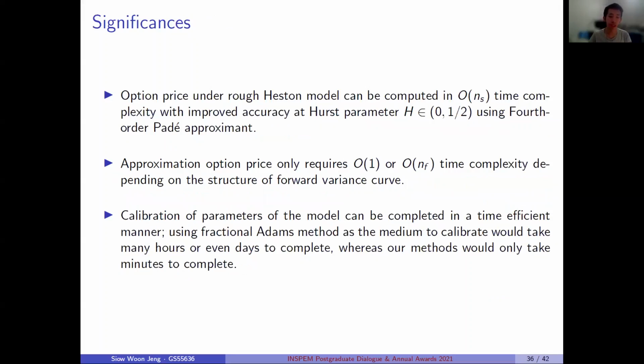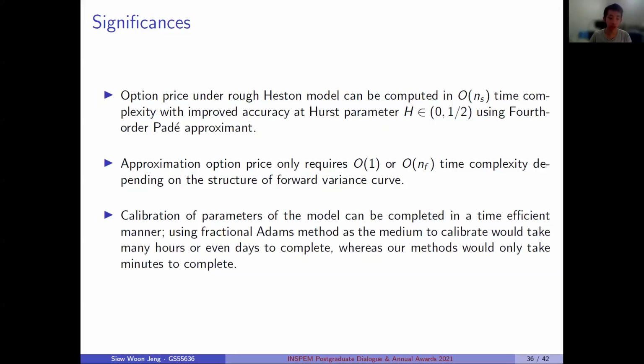So about the significance, we can actually now compute the option price under the rough Heston model in O(N log N) time complexity if we use the fourth order Padé approximation. And if we use the approximation formula, it only requires O(1) time complexity or O(N_F) time complexity, depending on the structure of the forward variance curve. For the third significance of my study, it is actually about the calibration of parameters of the model can actually be completed in a time efficient manner.